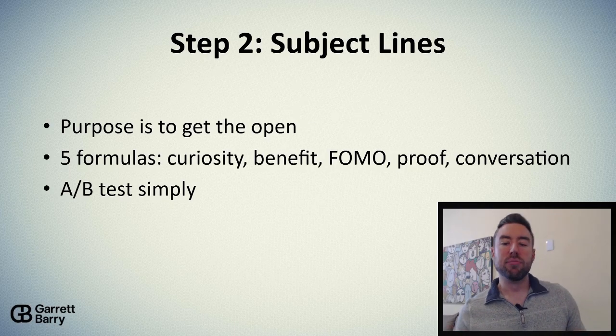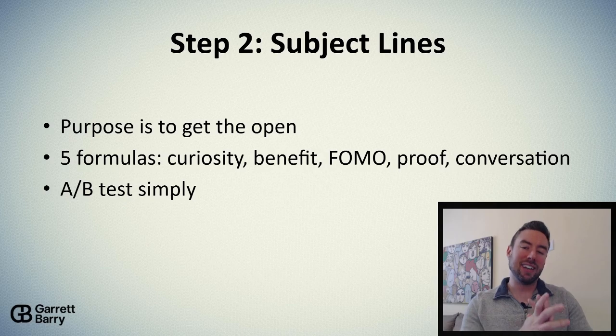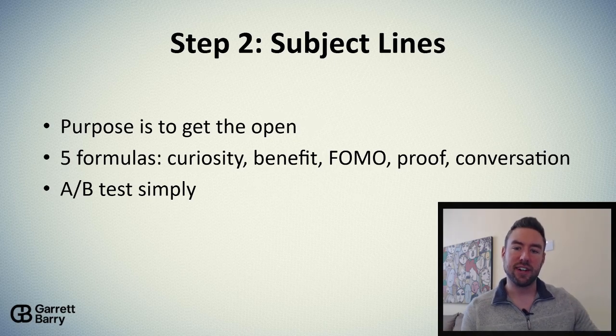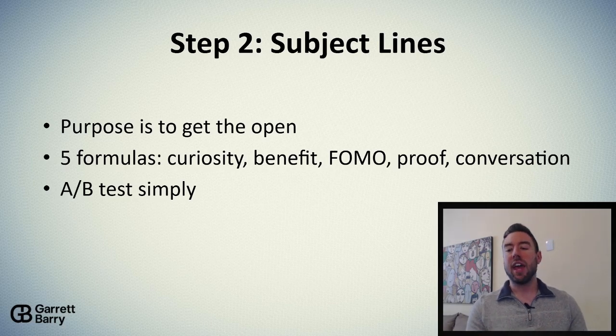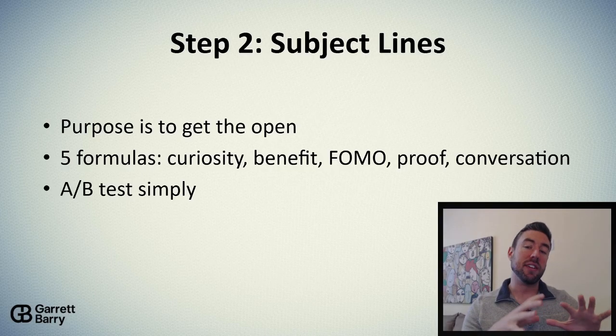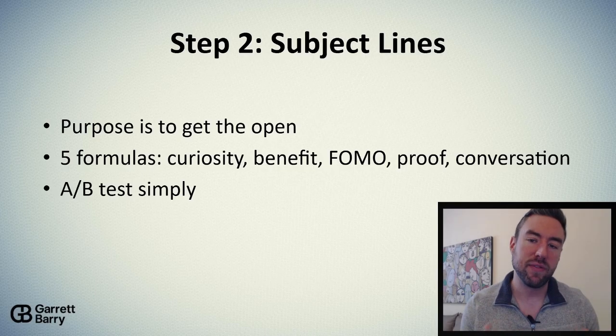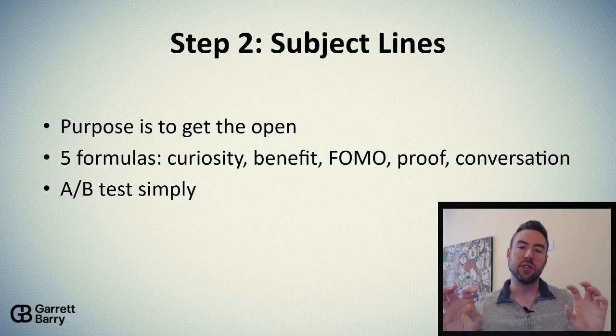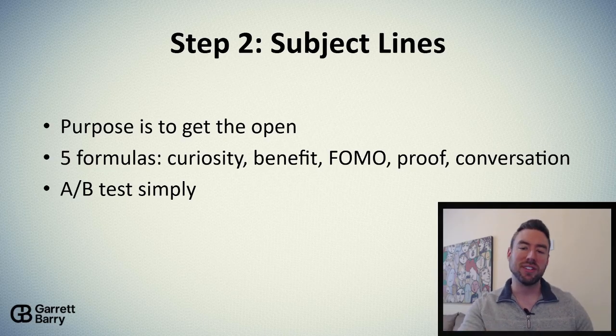Using scarcity. Number 4 is proof. This is a type of email headline and subject line where you're basically talking about the proof of the product being effective. So for example, if you're selling a weight loss product, you could say, Sarah lost 7 pounds with this... And so now you're actually mixing the proof type with the curiosity. And then number 5 is conversation, you can just say, hey, my friend, how's it going? Right? So you could write it very conversational so people feel like they can trust you. And then you can actually A/B test.